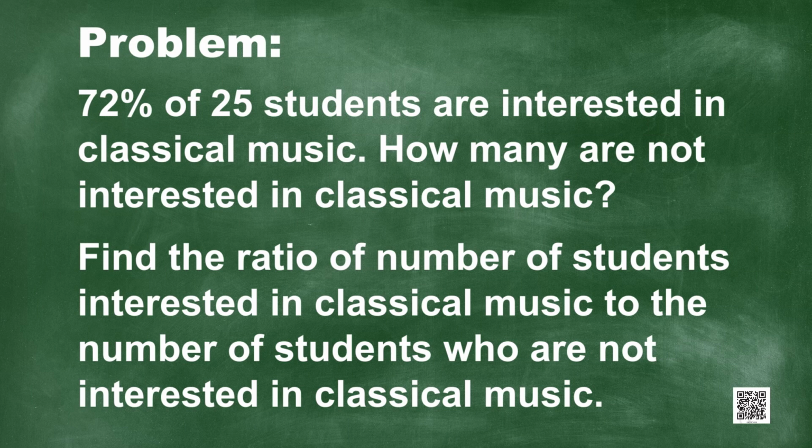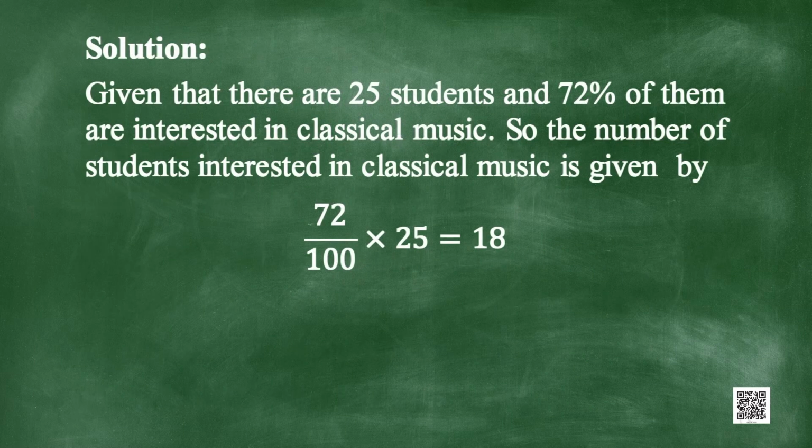Find the ratio of number of students interested in classical music to the number of students who are not interested in classical music. Now, let's try to solve this problem. Given that there are 25 students and 72% of them are interested in classical music. So, the number of students interested in classical music will be given by 72%, that is 72 by 100 of 25.